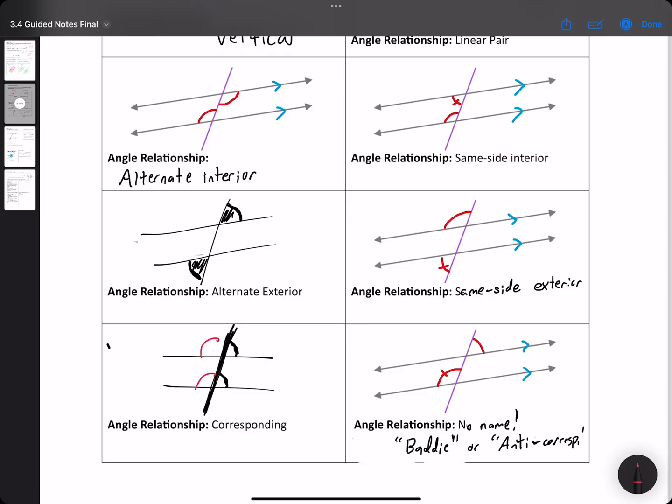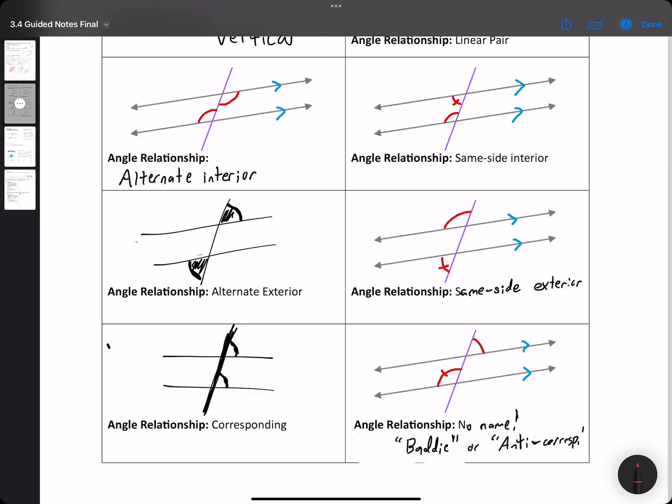These two are also corresponding angles, those two red ones. These two are also corresponding angles. This angle and this angle are corresponding, as well as finally, can you see the last pair? What does this angle correspond with? This angle. They're called corresponding because I can just translate them up and down to move one into the other.